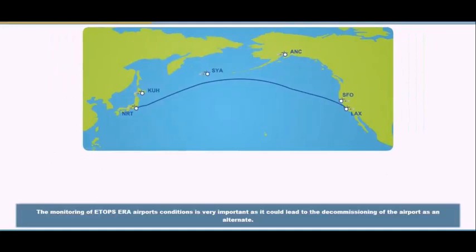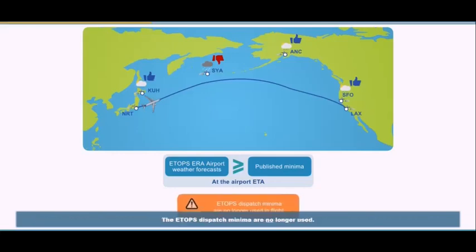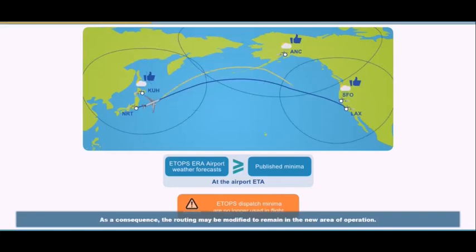The monitoring of ETOPS CRA airport conditions is very important, as it could lead to the decommissioning of the airport as an alternate. The weather forecasts at the estimated time of arrival at the en route alternate airports must be higher than the normal minima. The ETOPS dispatch minima are no longer used. As a consequence, the routing may be modified to remain in the new area of operation. Keep in mind that the route must always remain within the approved maximum diversion time from any adequate airport.